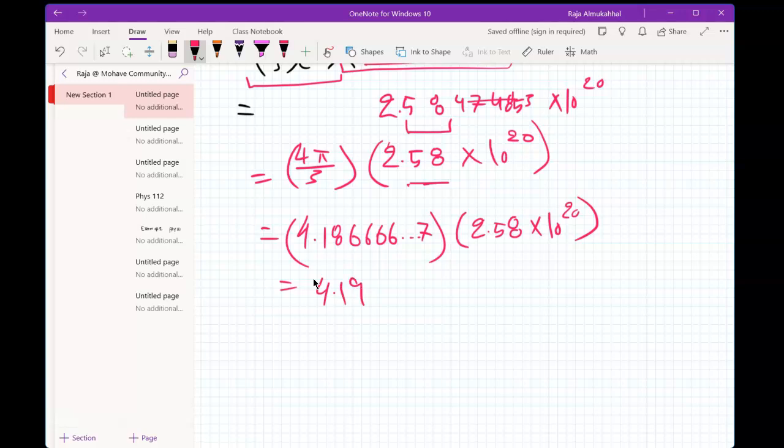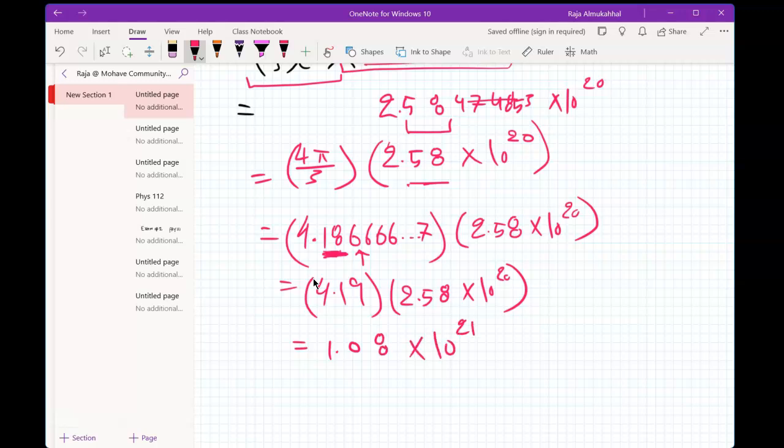You see what I'm saying? Because remember, you want to put just 2 digits, that should be good enough. And since this 6 is 5 or greater, this 8 becomes a 9. I'm sure you know that. Then 4.19 times 2.58 times 10 to the 20, and I just multiply the whole thing together. Final answer is 1.08 times 10 to the power of 21.